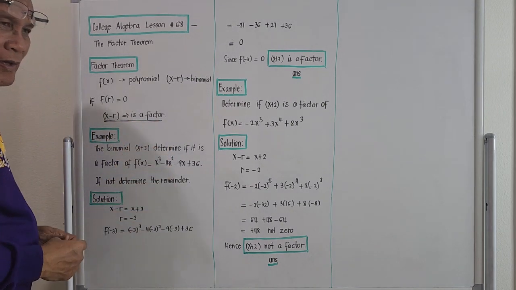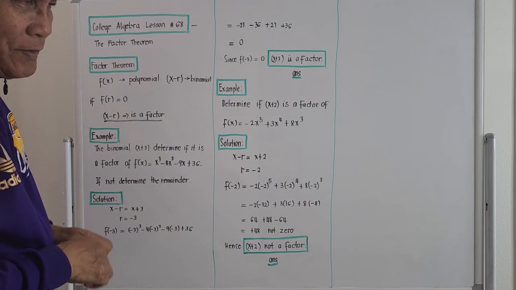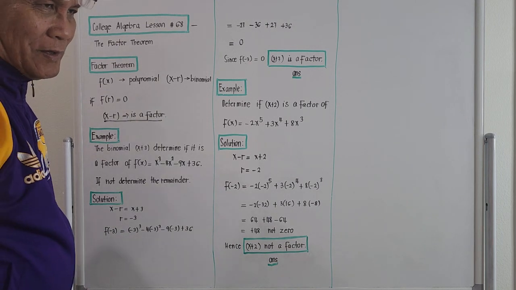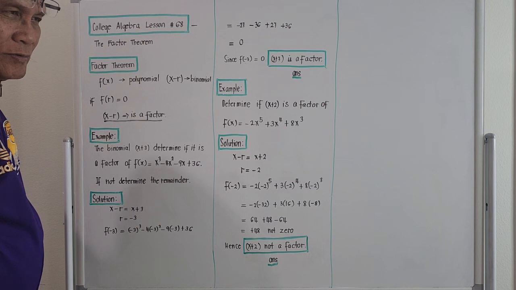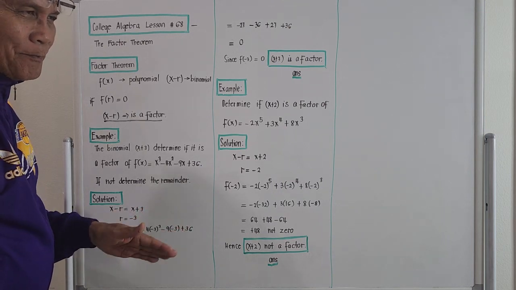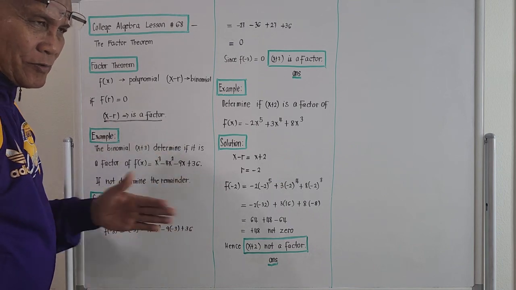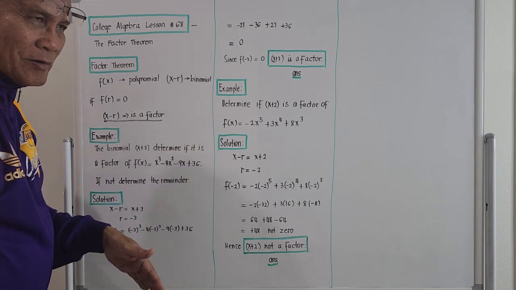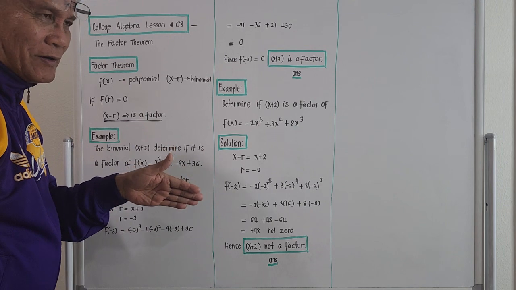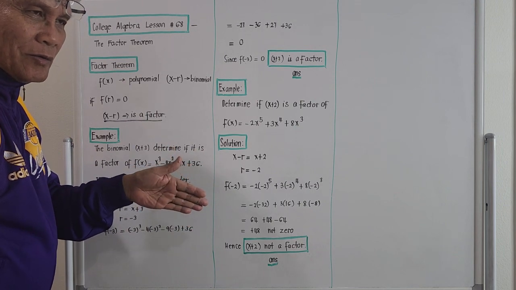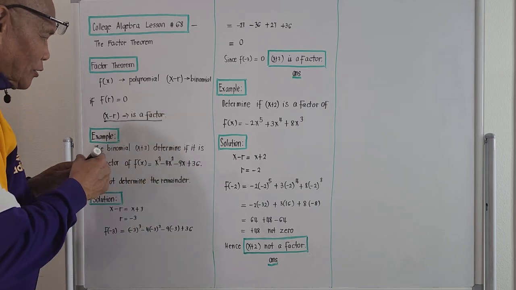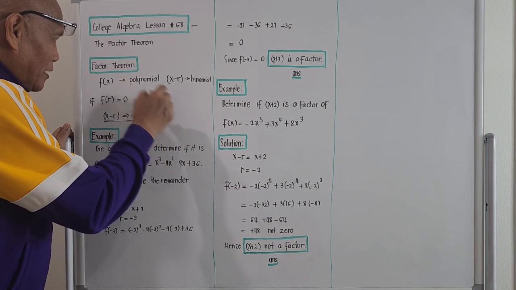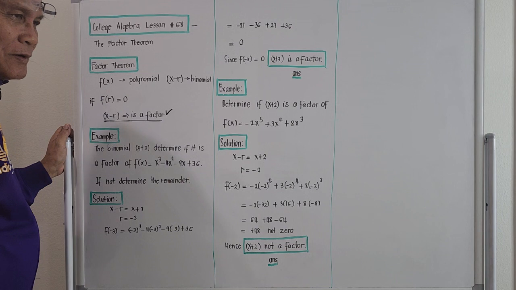Why is it a factor? Because the principle of solving a polynomial is actually to find the roots. So in finding the solution, if we try to substitute an assumed root, and what comes out is 0, meaning it satisfies the given equation, we could consider that binomial to be a factor. That's the factor theorem.